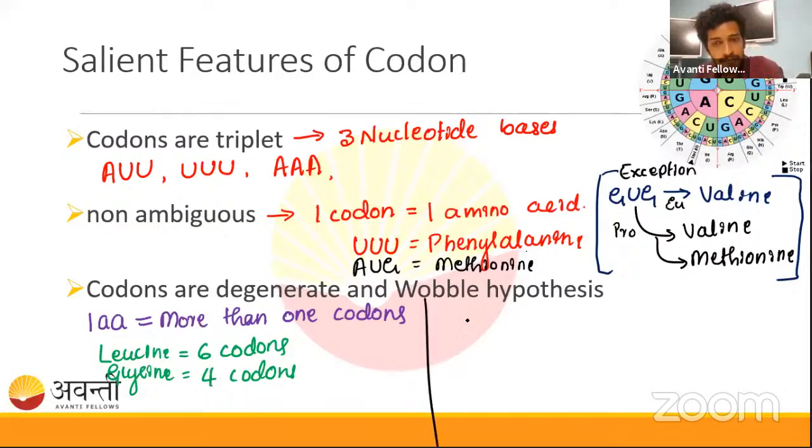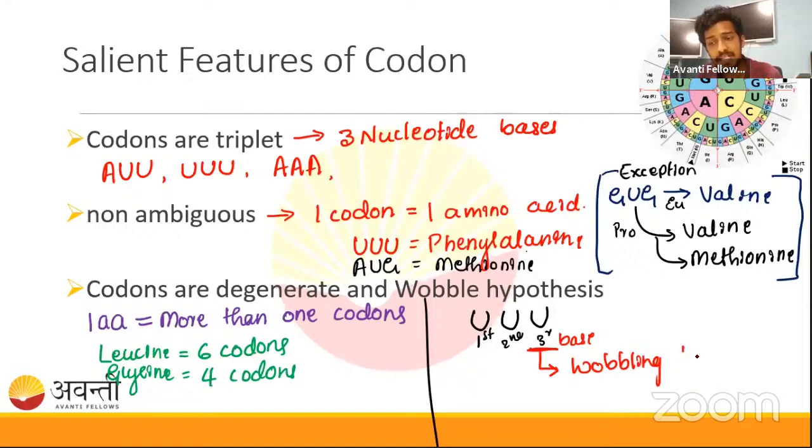Every codon has three bases, right? So this is the first nucleotide, second nucleotide, and third nucleotide, or simply the first base, second base, and third base. Crick says this. You know Crick, right? Watson and Crick, who discovered the DNA double helix. This third base is called the Wobble base. Wobble base means what?